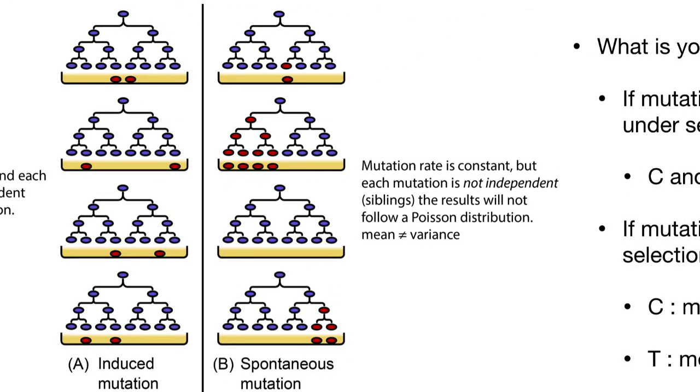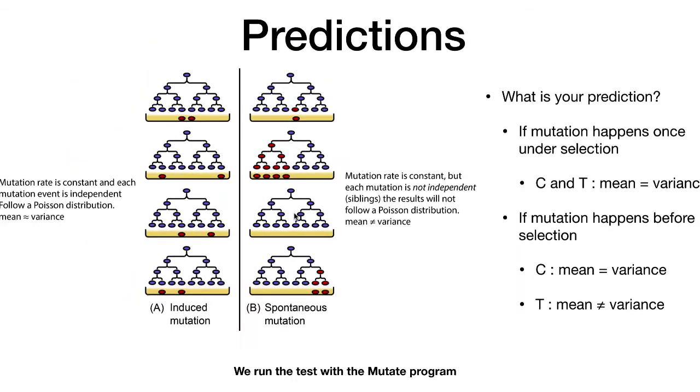However, if mutation is occurring before selective pressure is applied, the occurrence of mutation is not independent. It is dependent upon the time of the mutation. It will not follow a Poisson distribution, and the mean will not equal the variance.